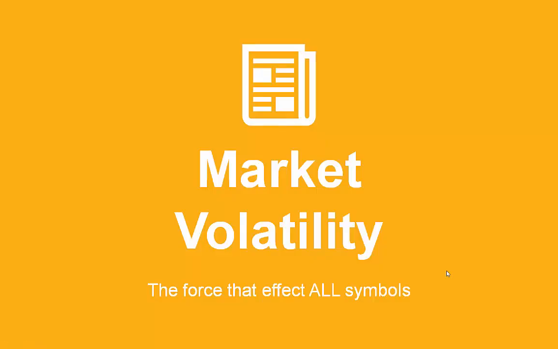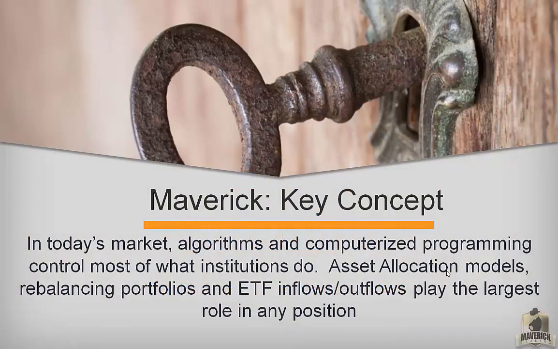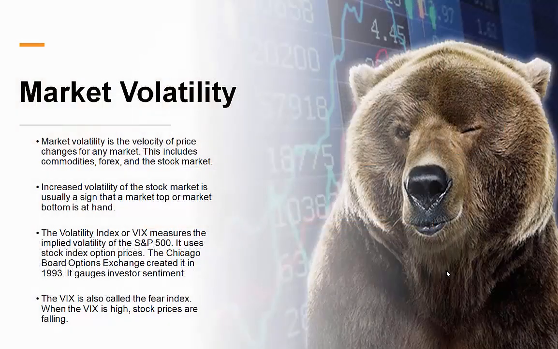Finally, last but not least, market volatility, the force that affects all symbols. In today's markets, again, there's just a lot of algorithms, computerized trading. This tends to create volatility intraday. Now, this isn't necessarily something that's long term. This money doesn't stay in the market for long extended periods, but those little short bursts can definitely move stocks intraday. So asset allocation models, rebalancing, all of that plays a role in how assets move.